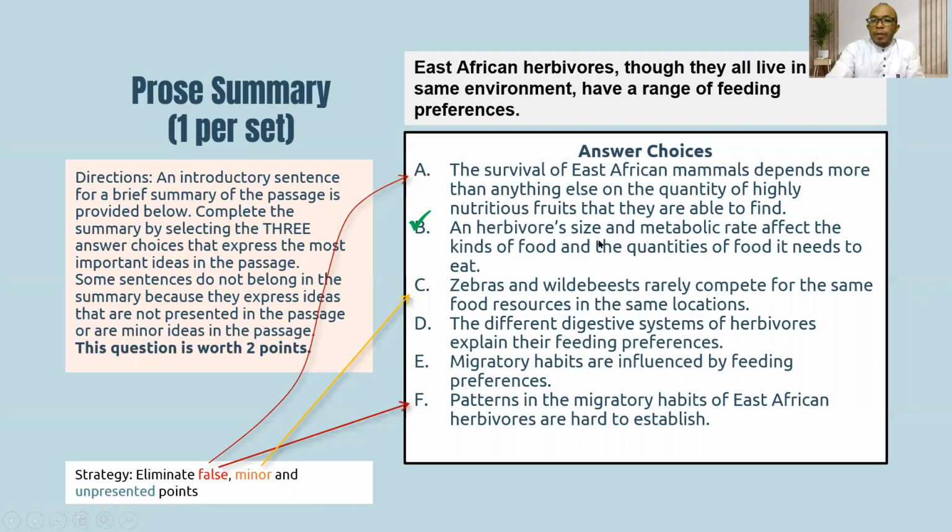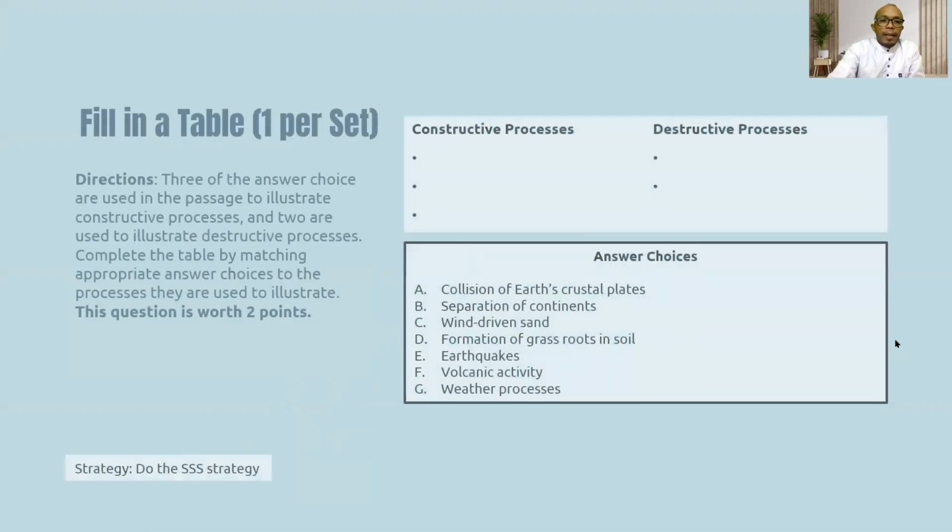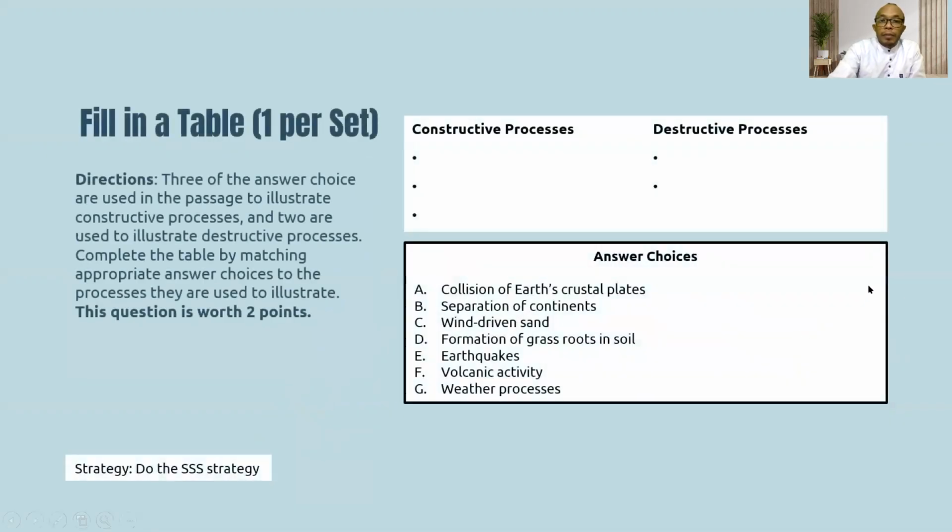Now, the first major point or important points would be B. On herbivore, size and metabolic rate affect the kinds of food, the quantities of food it needs to eat. And then the different stomachs, remember, ruminants and non-ruminants will also affect that. And the habits of migration is based on their feeding preferences, as I mentioned when we talked about F. So that's prose summary.